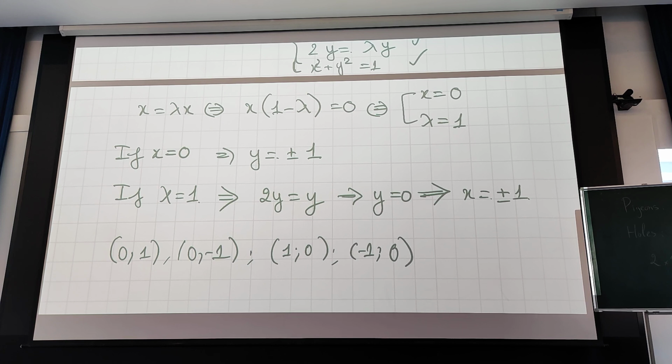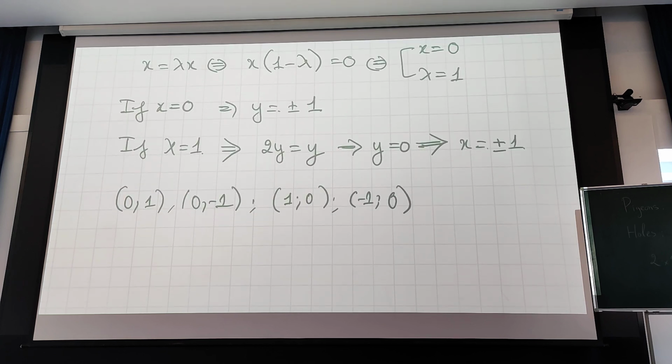If you want to find the global maximum, let's find the greatest value of f among the four points.